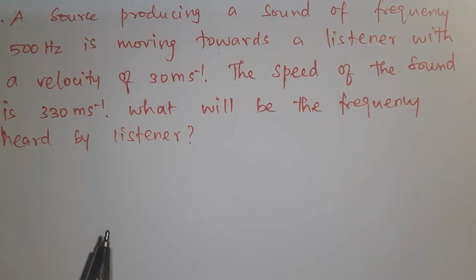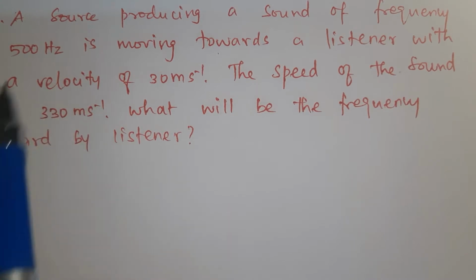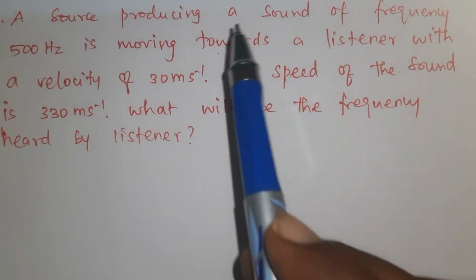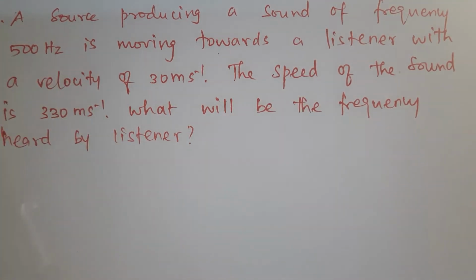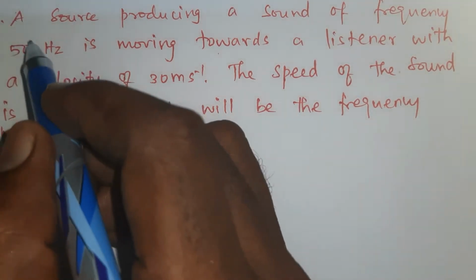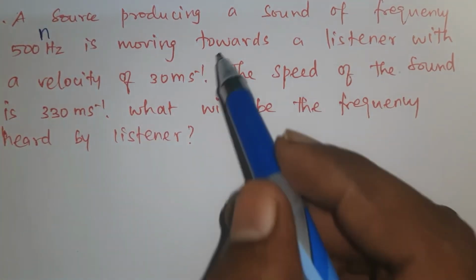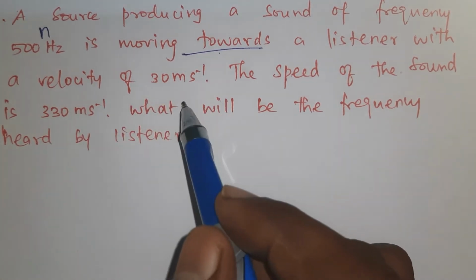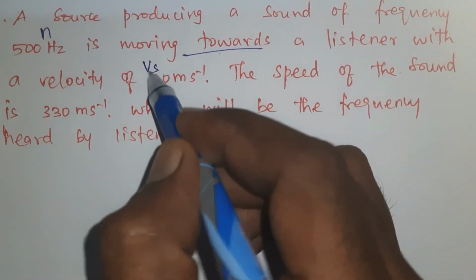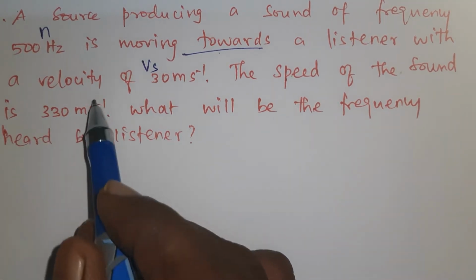In this video, we'll learn the problems related to the Doppler effect. A source producing a sound of frequency 500 Hz. This is the frequency of the source, n, moving towards a listener with a velocity of 30 m/s. So this is the speed of the source. The speed of the sound is 330 m/s.